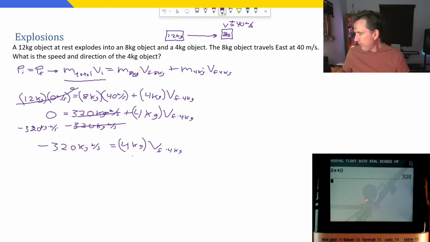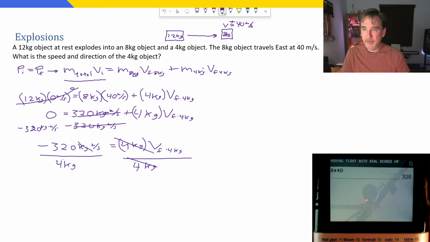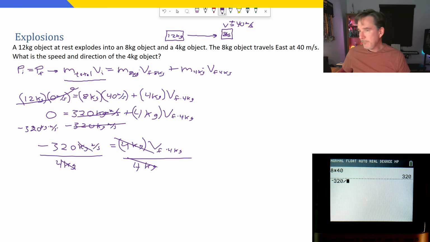Okay, so now we get to divide both sides by 4 kilograms because we had to solve for v. That will cancel that out over there. And whatever I do to one side, I have to do to the other. So the kilograms are going to cancel out. If I take negative 320 divided by 4, I get negative 80. And we're left with meters per second, which is equal to the velocity final of our 4 kilogram object.